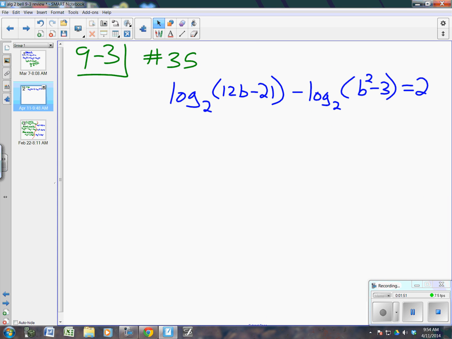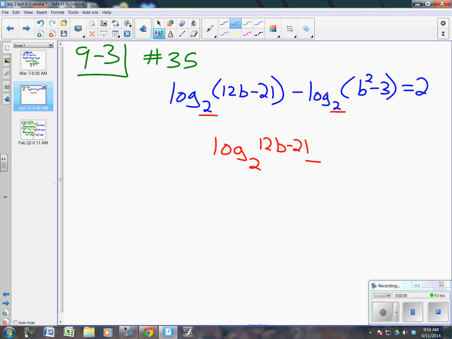So those three properties are what we used to do this assignment. If we're looking at this problem right here, which one of these three properties is the quotient property? Yeah. So I can combine, since these are both base 2, I can take log base 2 of the first one, which is 12b minus 21, divided by the second one, b squared minus 3. And that's going to be equal to 2. Now, from there, what can I do?